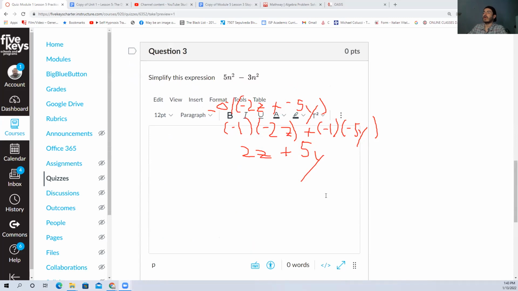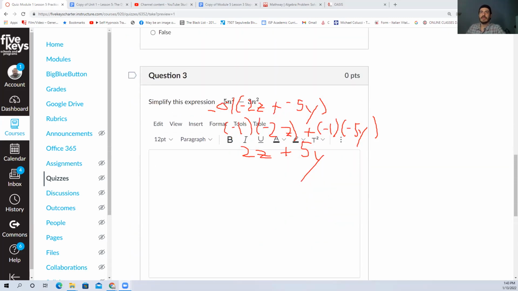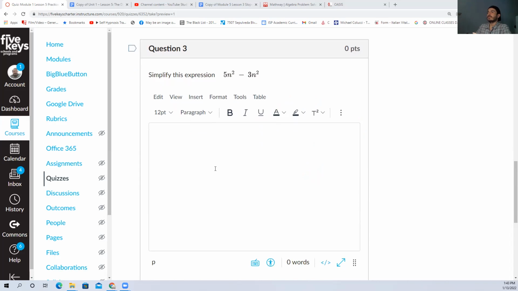Okay, ever onward. 2 more questions. We're going to clear this. Simplify the expression 5n squared minus 3n squared. Okay. The assignment didn't get too into this, but this is not distributive property, although it can be.